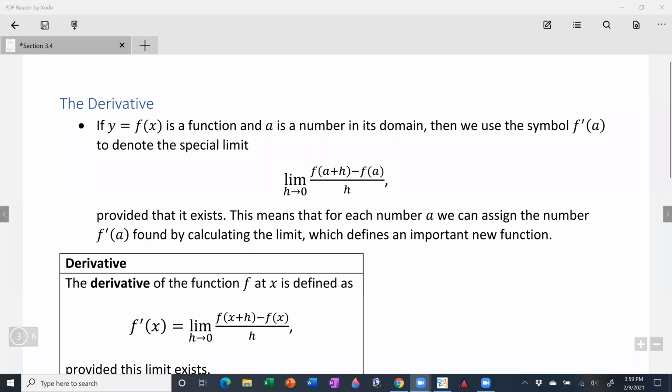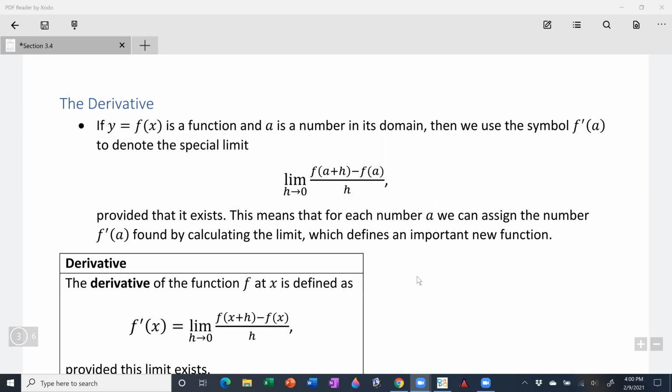All right, we're ready to define the derivative now. The derivative. So all of that work that we just did about the slope of the tangent line is very important for us to understand the definition of the derivative.